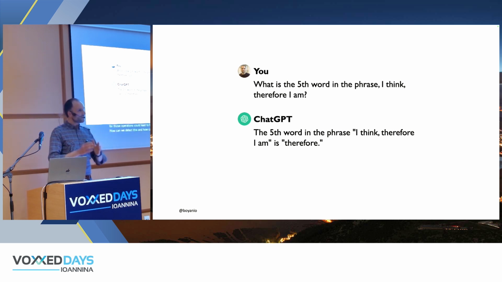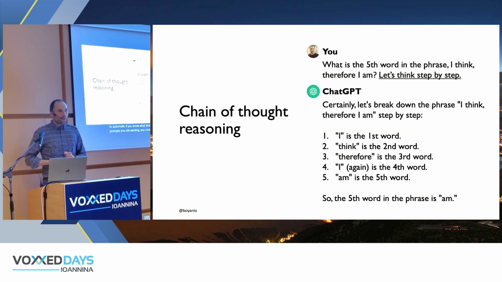If you know what kind of queries or prompts you are sending, you could, of course, devise some automated way of testing the responses. But in most cases, this is a manual process. One very, very simple way of doing this is using the so-called chain of thought reasoning. It goes by adding a very, very simple phrase at the end of your prompt. And this is it: let's think step by step.